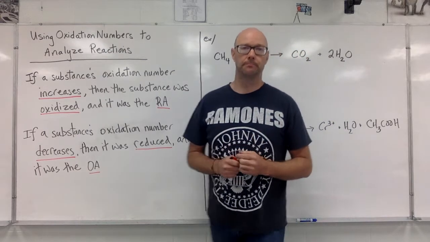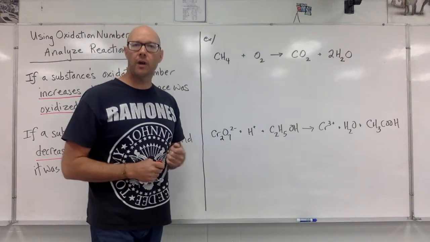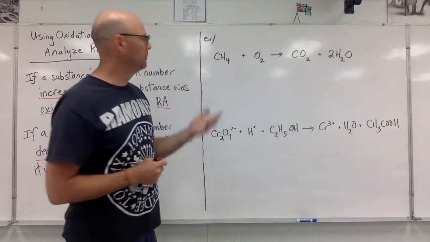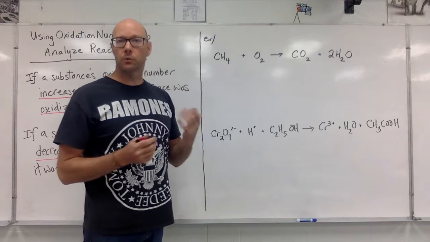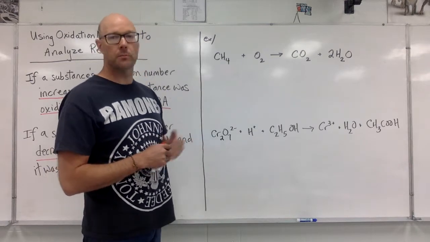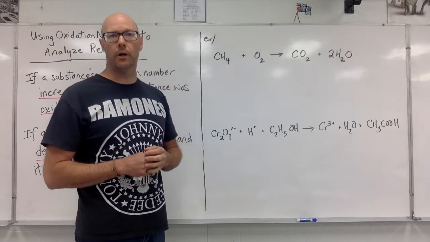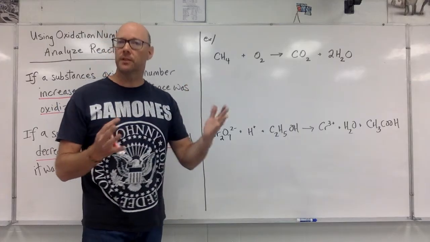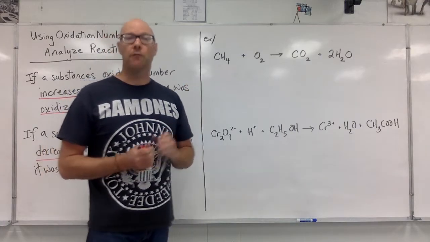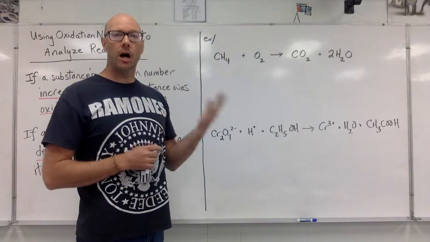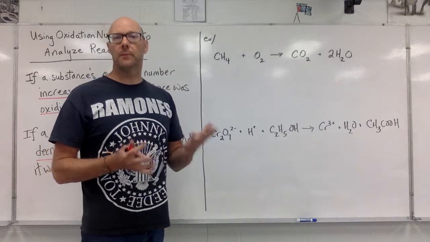Here's two examples. This first reaction is the combustion of methane. 1 mole of methane reacts with 1 mole of oxygen to make some carbon dioxide and 2 moles of water. I didn't include the states because it doesn't make a difference. The first step is to assign oxidation numbers to all of the substances involved.